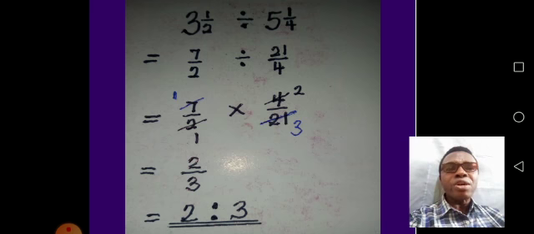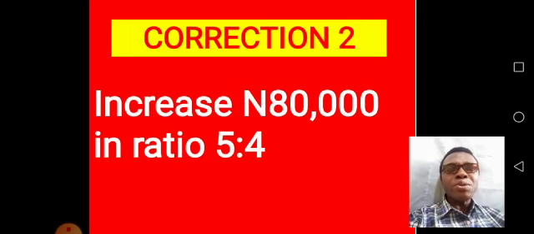In the denominator of 7/2, 2 into 2 is 1. 2 into 4 is 2 in the numerator. And then 7 in the numerator into 7 is 1. 7 into the denominator, 21, is 3. And so 1 times 2 is 2, and 1 times 3 is 3. So we have 2/3. All right, let's go to correction 2.